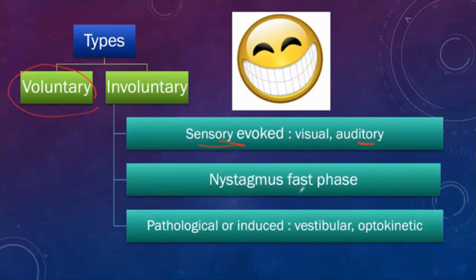Nystagmus has a fast phase and a slow phase. The fast phase of nystagmus is considered a saccadic eye movement. Also, it can be pathological or induced, and likewise the optokinetic movement or optokinetic nystagmus. This can also be considered some kind of pursuit eye movement, or by the nature of the movement. The purpose of the movement is vestibular or optokinetic, but the nature of the movement, its character and its velocity, make it a type of saccadic eye movement. So what are the characteristics?